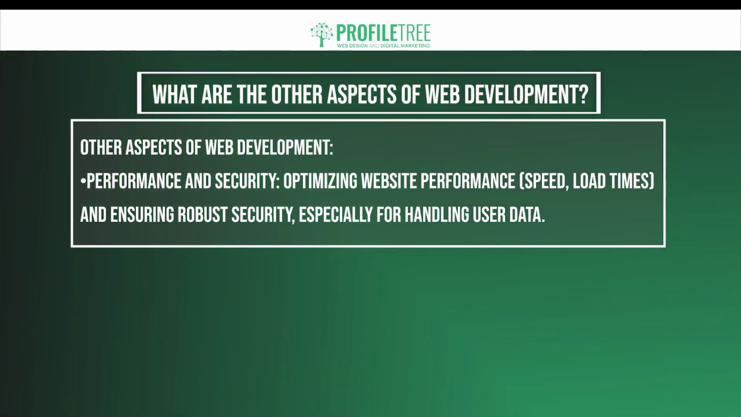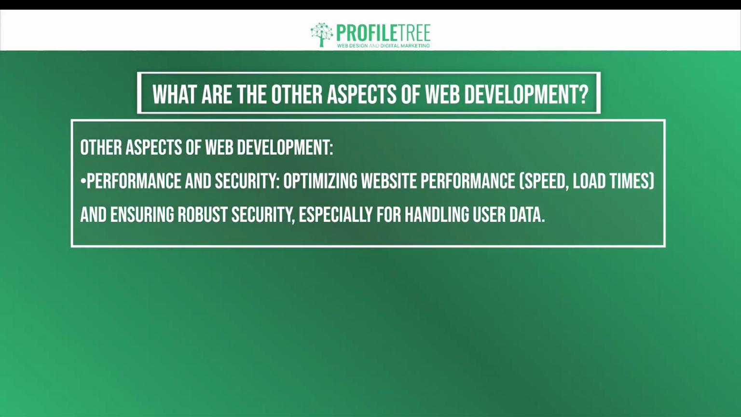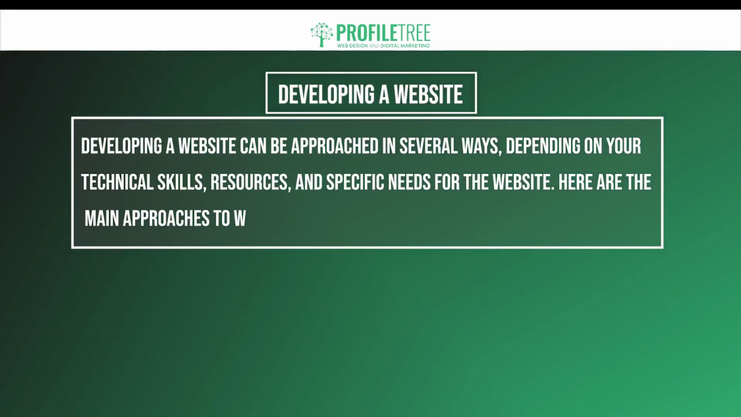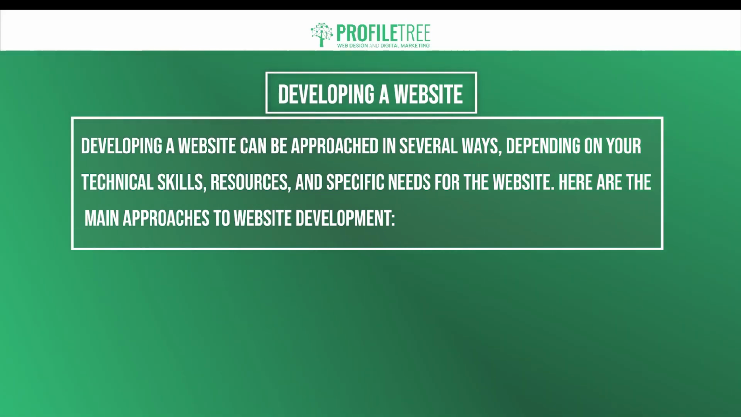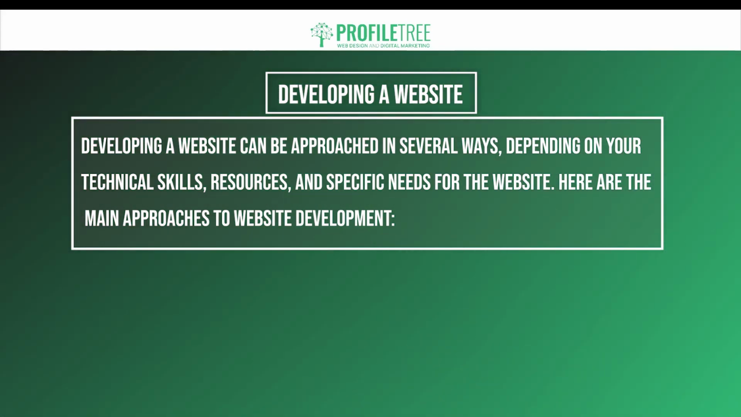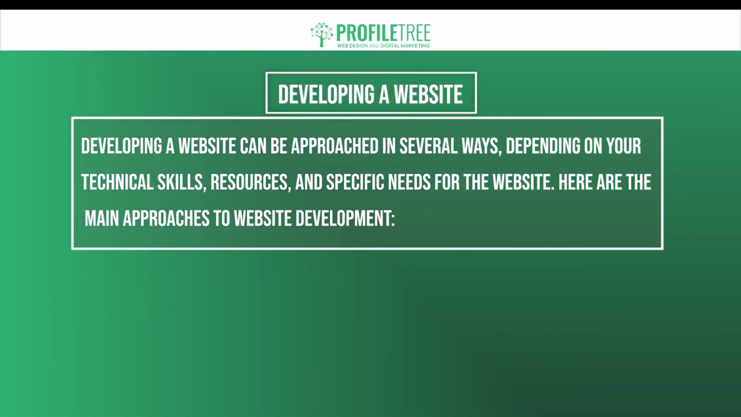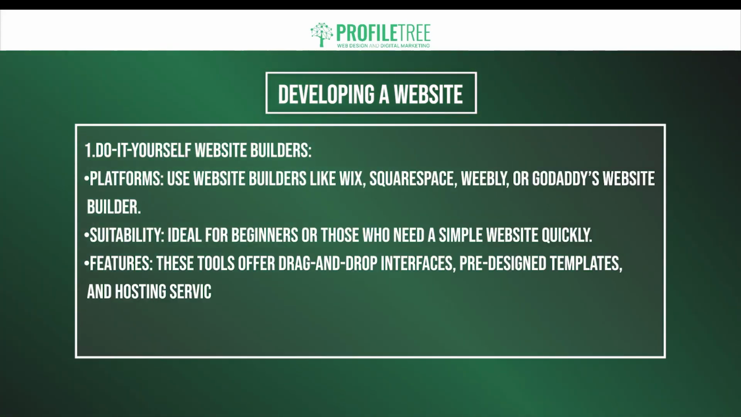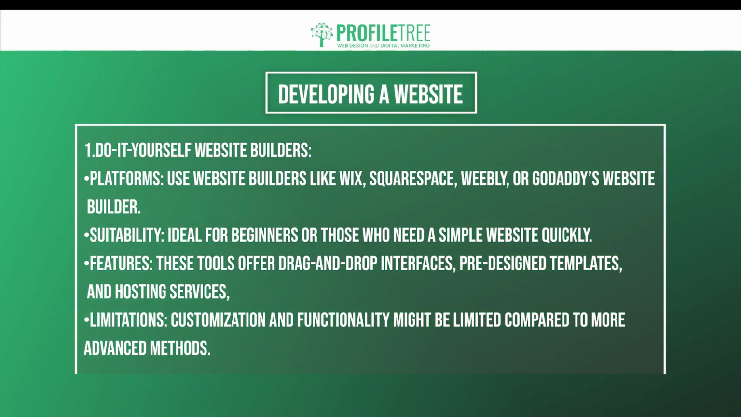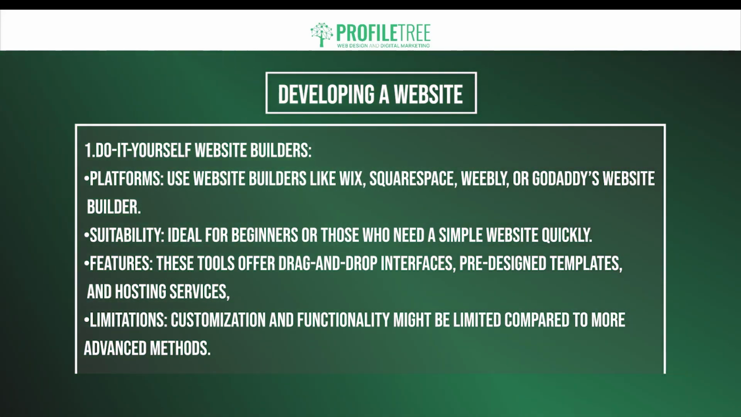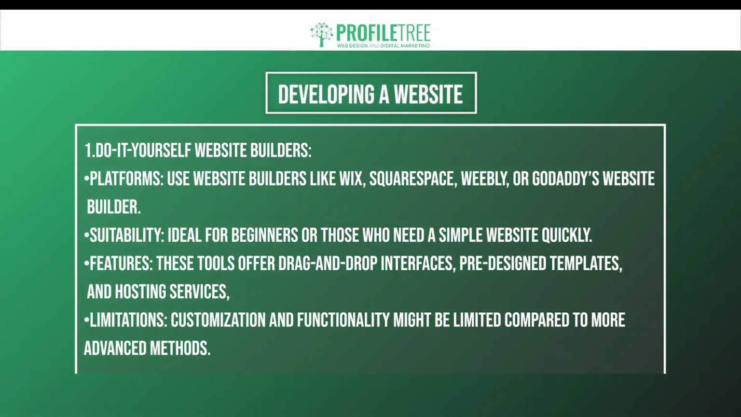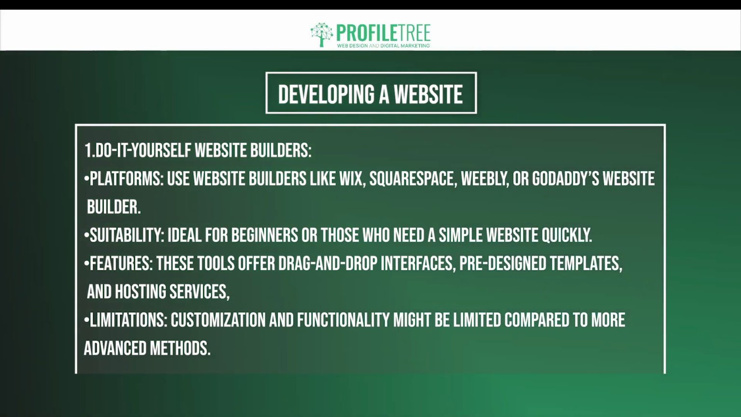So now that we've got an understanding of the different types of web development, how exactly can I develop a website? Developing a website can be approached in several ways depending on your technical skills, resources, and specific needs for the website. So here are the main approaches to website development. Number one would be to do it yourself. So you do have your different website builders like Wix, Squarespace, Weebly, or GoDaddy's website builder. And for the suitability, I would say that this is more ideal for beginners or those who need a simple website quickly.